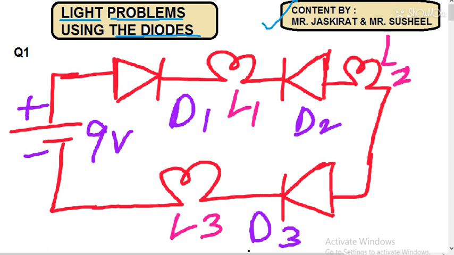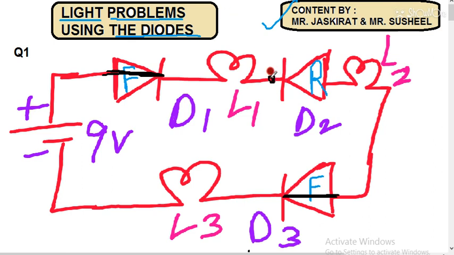Writing this again. This diode is forward biased. This is reverse biased. This is again forward biased. So this is the circuit. Now see, this will act as a closed switch, this will also act as a closed switch, but this will act as an open switch. That means it offers infinite resistance.